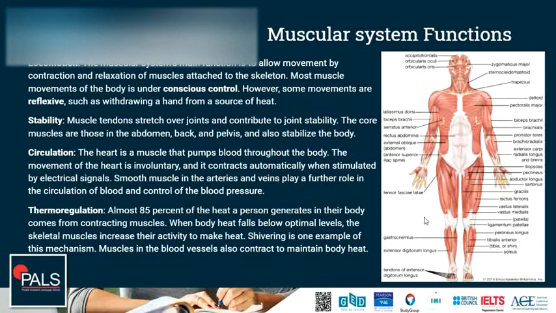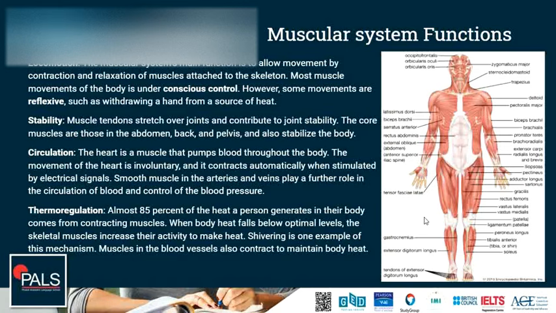The function of the muscular system is locomotion, together with the skeletal system. It allows movement by contraction and relaxation of muscles attached to the skeleton. Most muscle movements of the body are under conscious control. However, some movements are reflexive, such as withdrawing a hand from a source of heat.